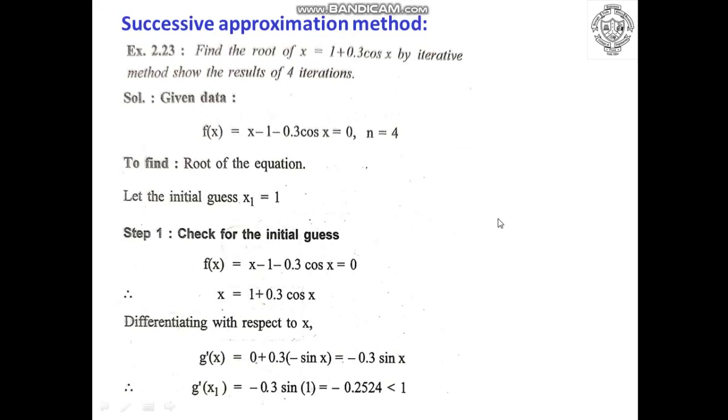Now let us try to solve one example using the successive approximation method.